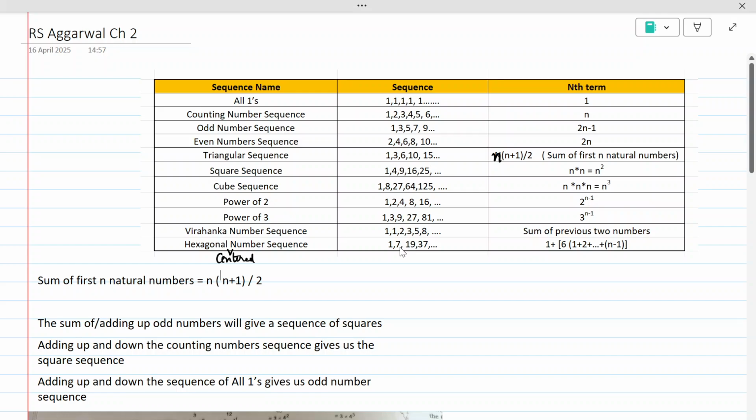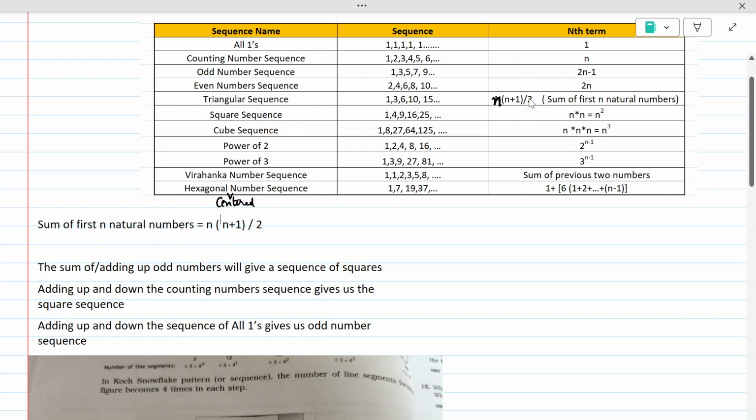We have already done this in the previous exercises, right? So this is just a quick revision part. Similarly, I have also made a few notes that the sum of the first n natural numbers is n into n plus 1 by 2. Also, we have done that the sum of, or adding up, the odd numbers will give us a sequence of squares. This also we have done, we have derived.